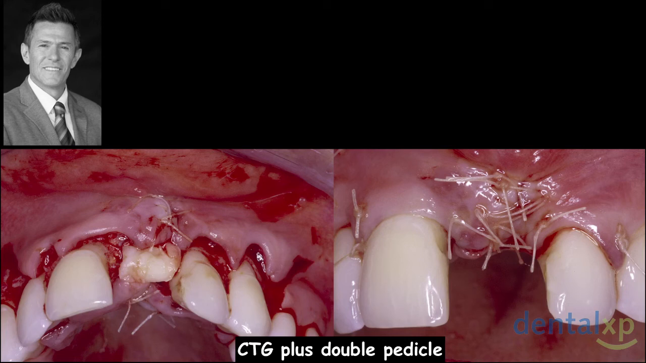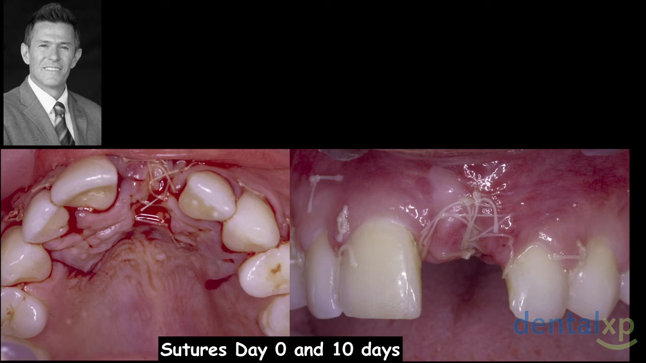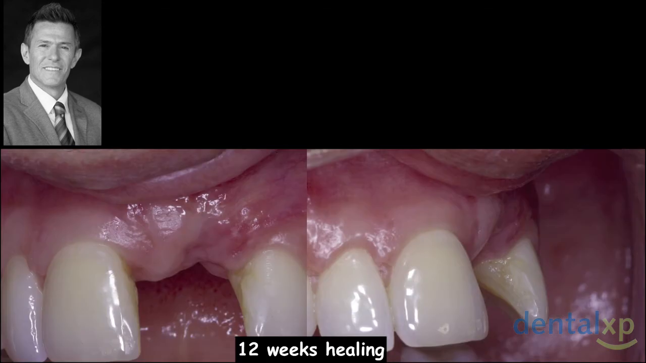I anchor it. I make sometimes even a small hole in the bone and suture through the hole in the bone to anchor that tissue right at the top of the crest. And then I did two releasing incisions on the palate so I can rotate the palatal tissue as well, so I can get closure from the palate and from the labial aspect. And this is 10 days at suture removal. Look at the vertical component of the soft tissue that we were able to graft.